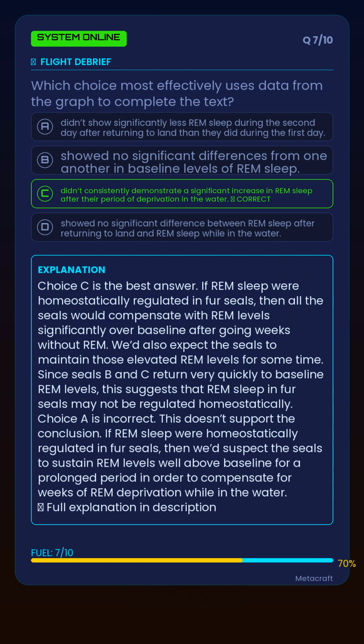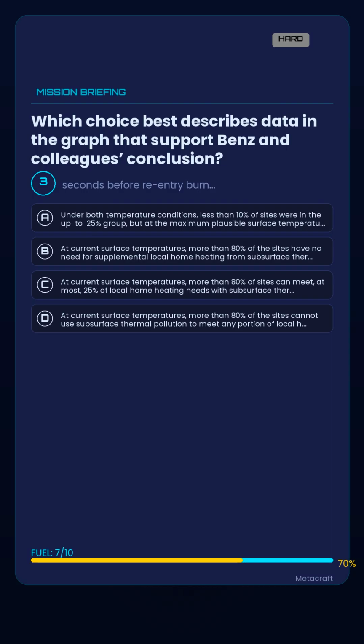The correct answer is C. Which choice best describes data in the graph that support Ben's and colleagues' conclusion? Option A, under both temperature conditions, less than 10% of sites were in the up to 25% group, but at the maximum plausible surface temperature, almost 80% of sites could have all their local heating needs met by thermal pollution.